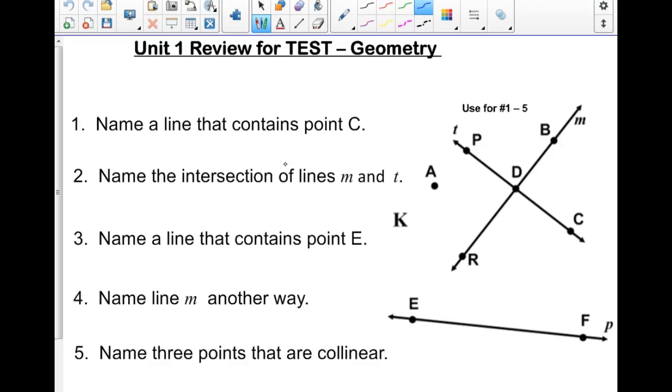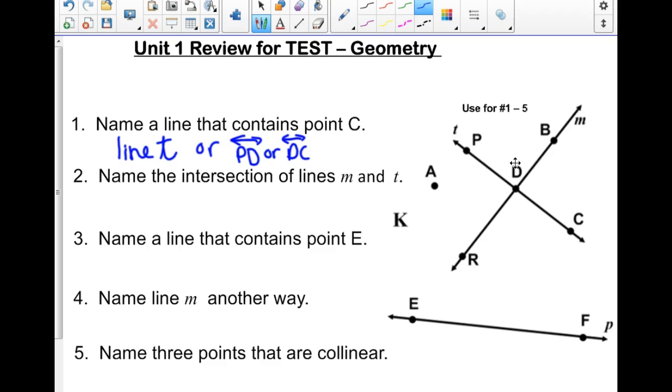Here's our review for our Chapter 1 test. The first one says to, using this diagram over here for 1 through 5, name a line that contains point C. You can name a line with an italicized letter on the end, but you have to use the word line. So that could be line T, or you could use 2 points on the line. You could name it line PD, which could be reversed, or line DC. Any 2 points on the line can name it.